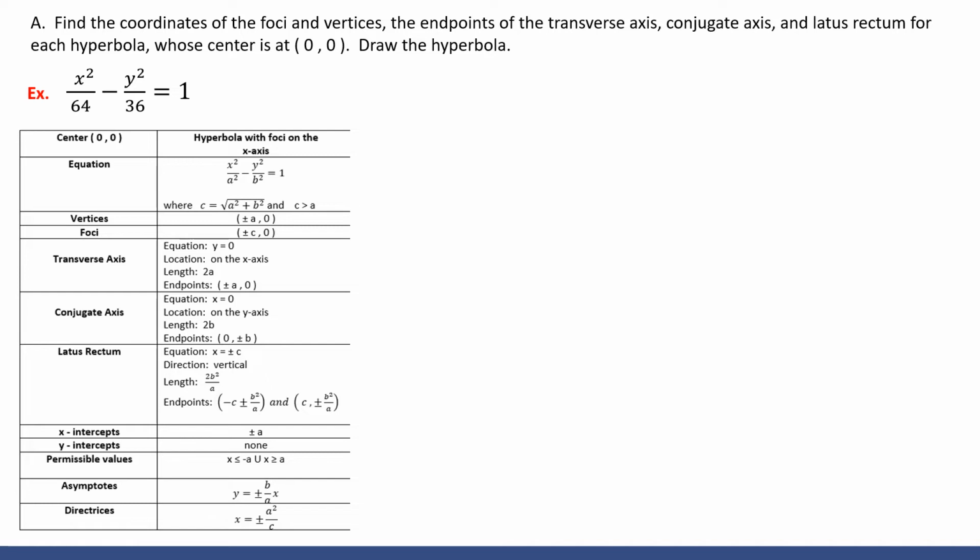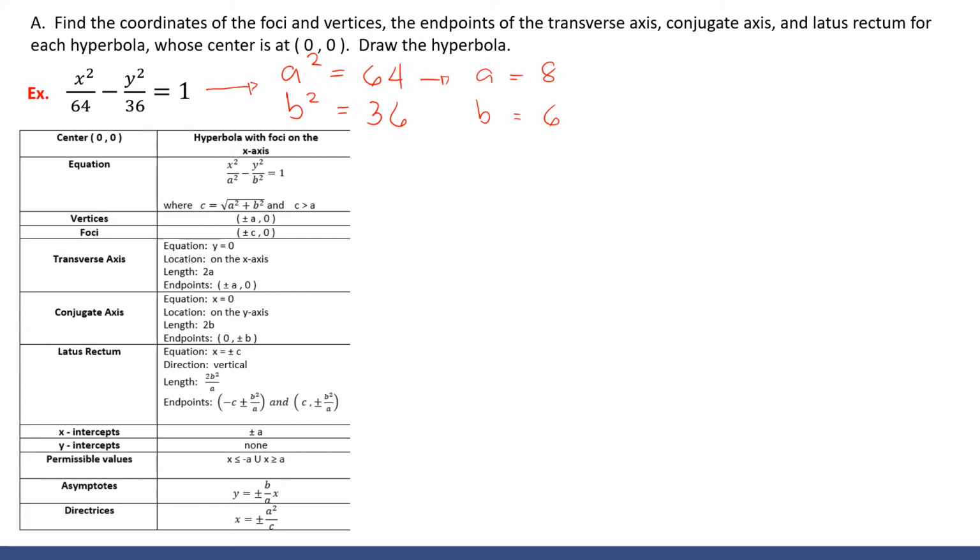If you look at the given equation, it follows the pattern of a hyperbola with foci on the x-axis. So 64 is equivalent to our a squared, while 36 is our b squared. If a squared is 64, we can say that the value of a is 8, and the value of b is 6. Why? The square root of 64 is 8, and the square root of 36 is 6.